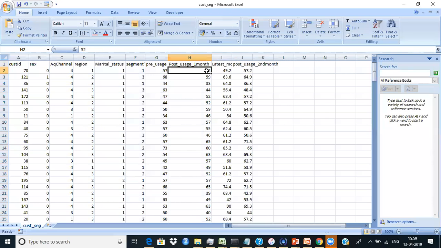Something, sir. 57 might be 57%. We don't care. The only thing that you need to know is, the higher this amount, the more the usage. That is the only thing, right?